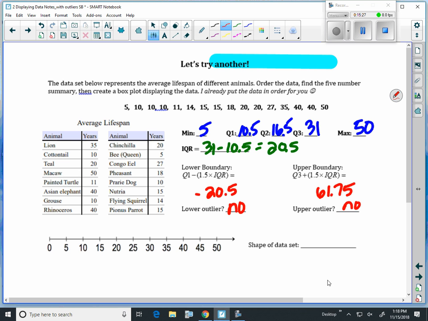We can do our box and whisker plot like normal. What's the first thing that I plot? Your Q1, Q2, Q3. So Q1 is 10.5. Is it okay if you do it 16? However you want to do it. I just think it gets confusing to look at. That's why I do it this way.